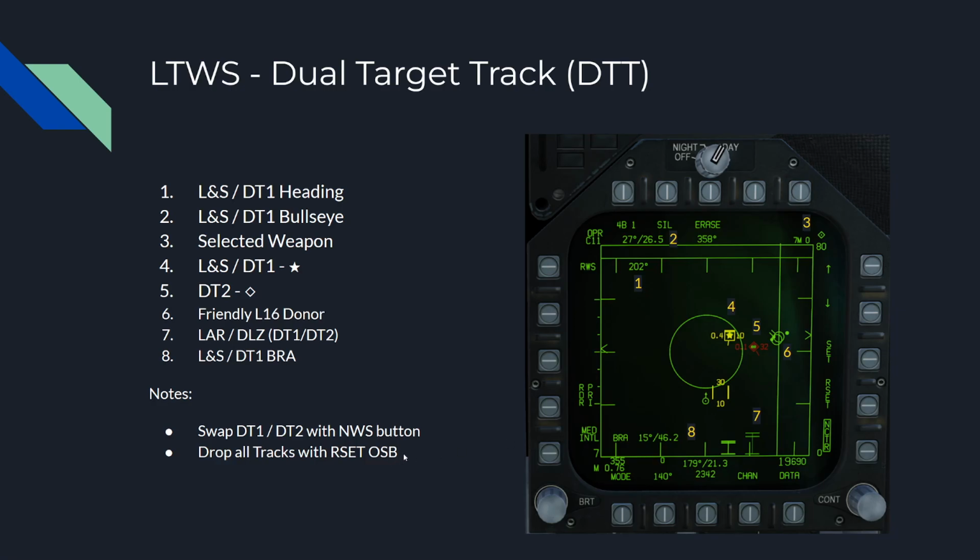You can swap which one's which. So if I wanted to have this guy become DT2 and this guy become DT1 or launch and steer, I would just press the nose wheel steering button and it would swap the priorities over. And I can drop both of them by just pressing the reset button there. This is what gets people messed up all the time because they'll be trying to undesignate and it's just swapping between 2 different targets.